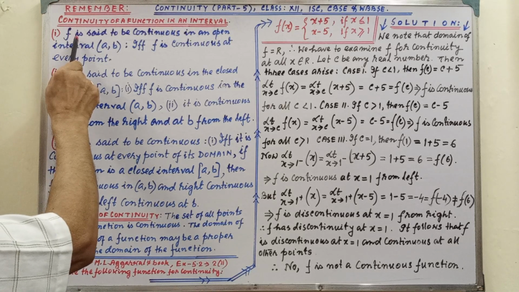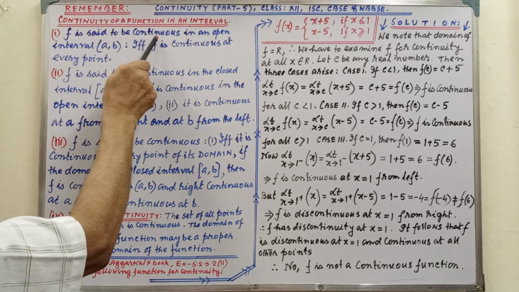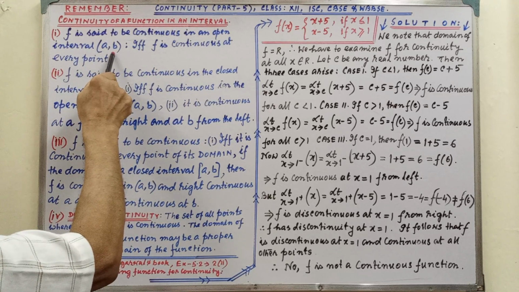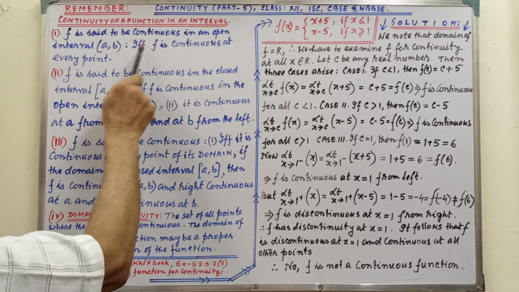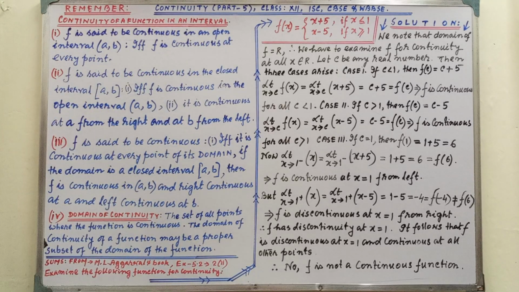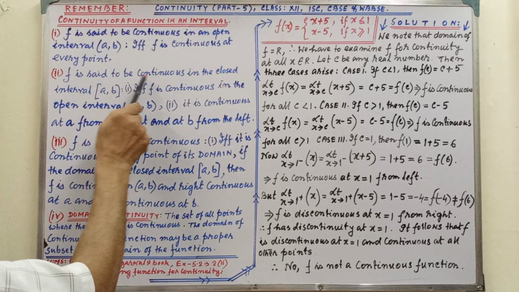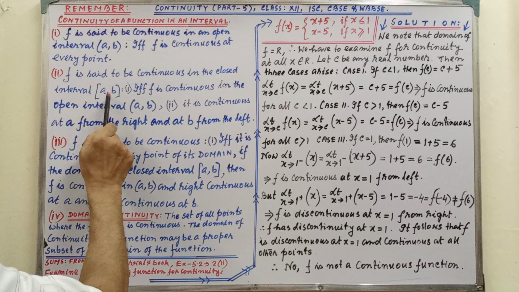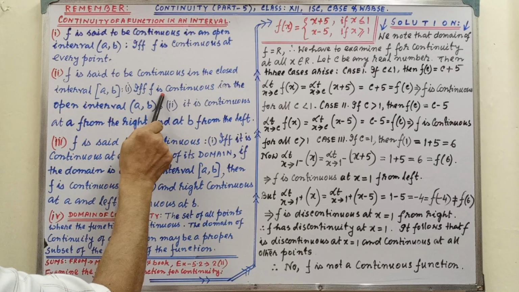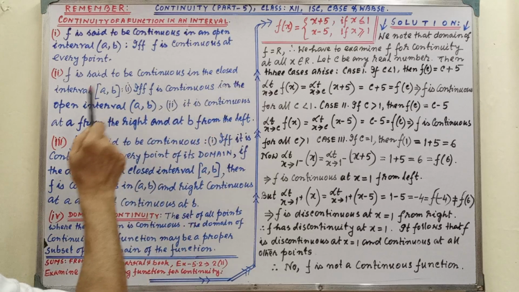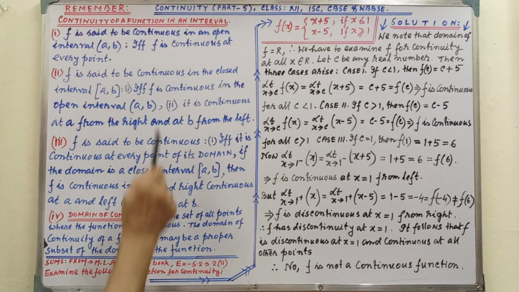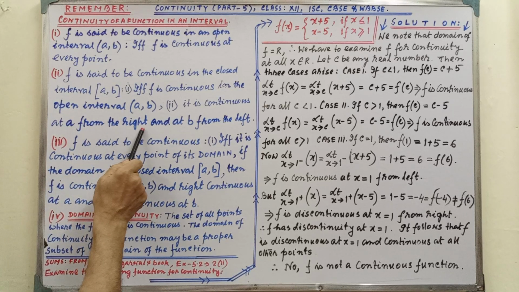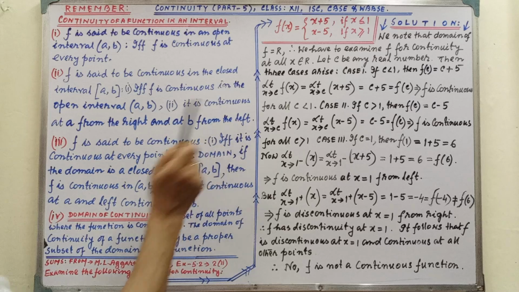Part 1: f is said to be continuous in an open interval, that is the round bracket, if and only if f is continuous at every point. Part 2: f is said to be continuous in the closed interval, that is the third bracket [a, b], if and only if f is continuous in the open interval (a, b), and it is continuous at a from the right and at b from the left.